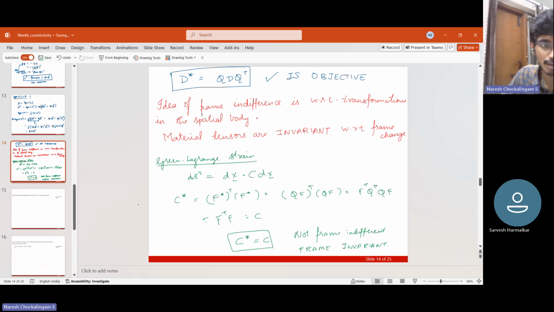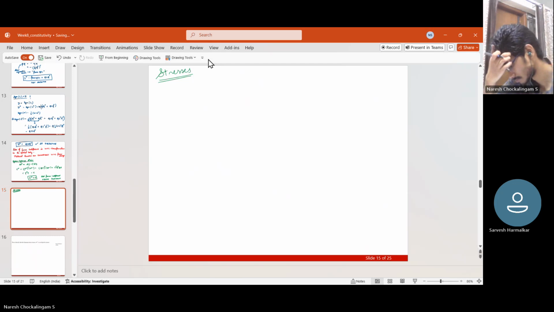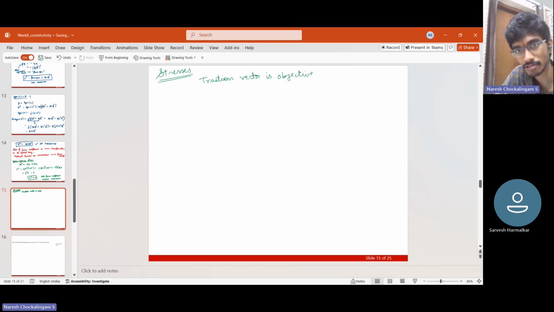Okay. Now this is about the kinematic quantities. We can look at stress quantities. How about stresses? Let us say the traction vector is objective. So this is the hypothesis.